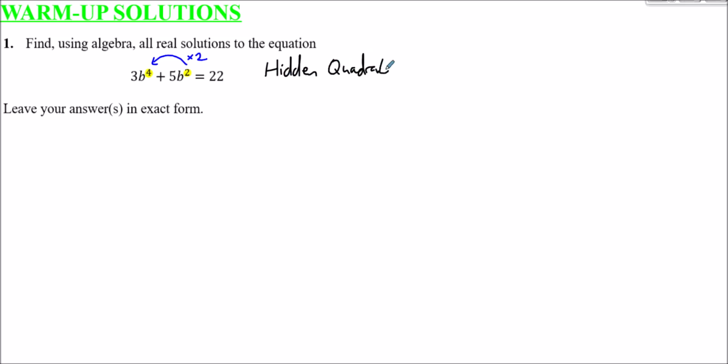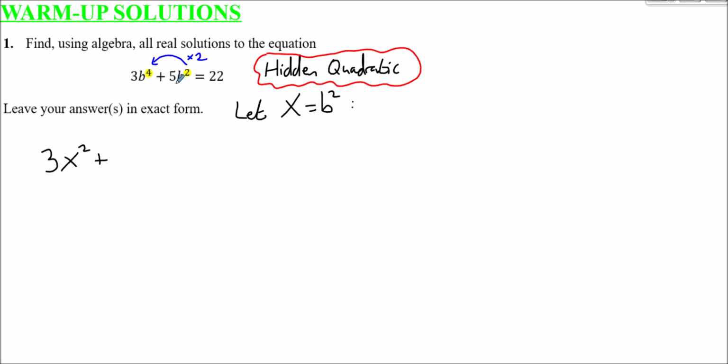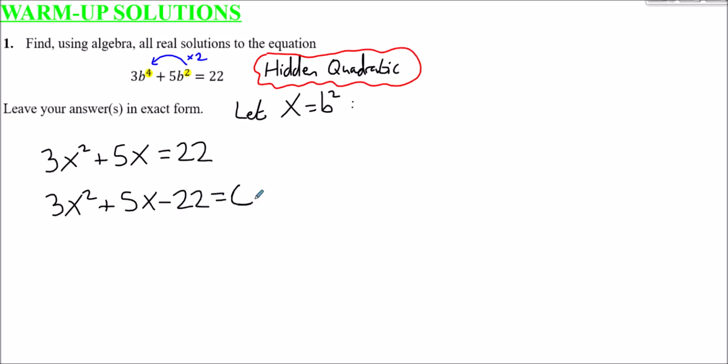It's a quadratic in disguise, is another way your teacher may have explained these to you. So my tip here is to substitute in the smaller power with big X. So this is b squared. So I would say let big X equal b squared. And what we'd have, b to the 4 is b squared squared. It's big X squared. B squared is just big X, and that equals 22. We can now subtract 22 from both sides to give 3x squared plus 5x minus 22 equals 0.